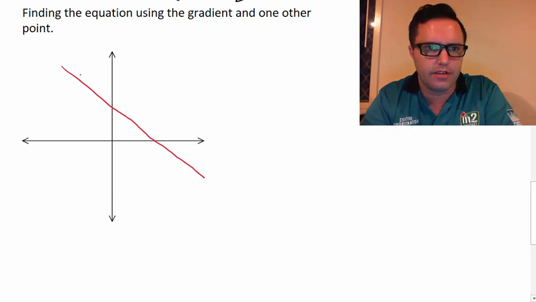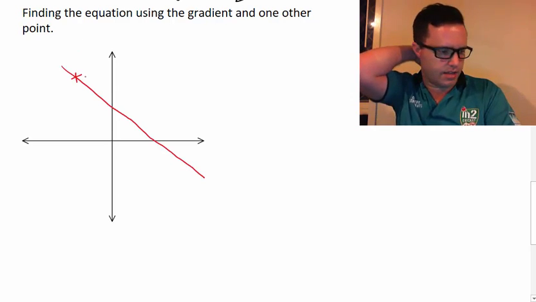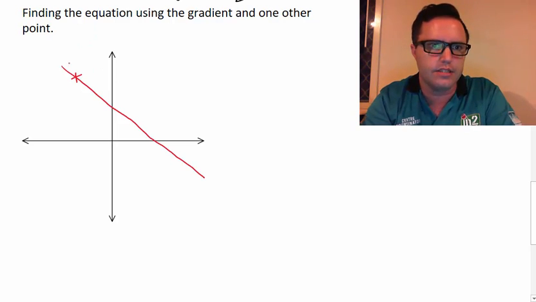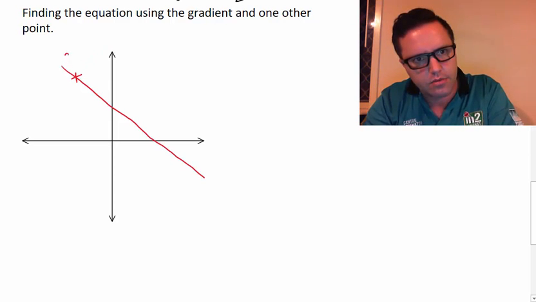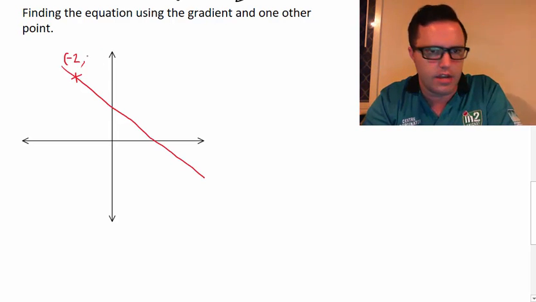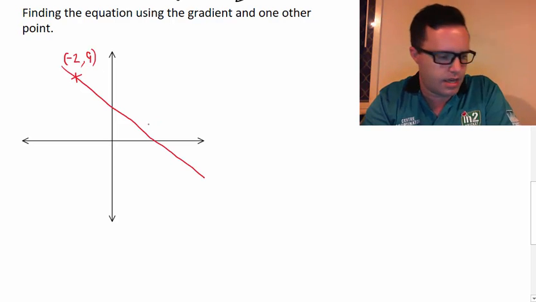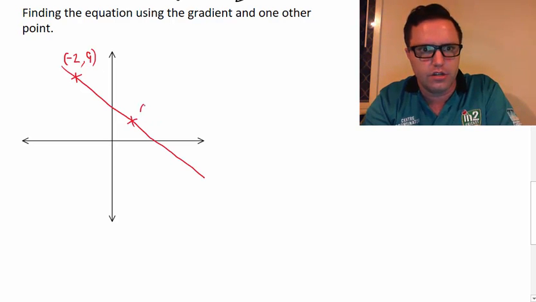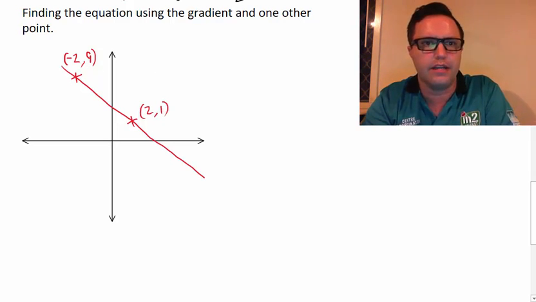Okay, so now this time we're going to give ourselves 2 points that are completely not on our intercepts at all. Let's make this one -2 and 9, and make this one 2, 1. Okay, so our first thing we're going to do is find the gradient.